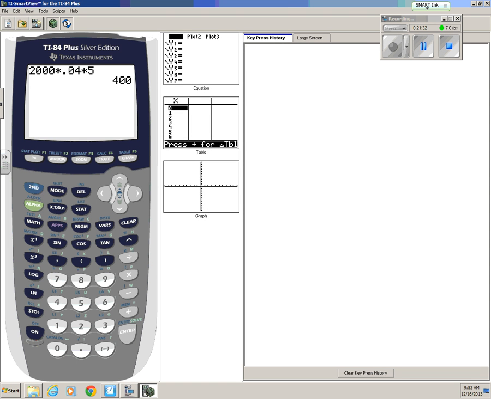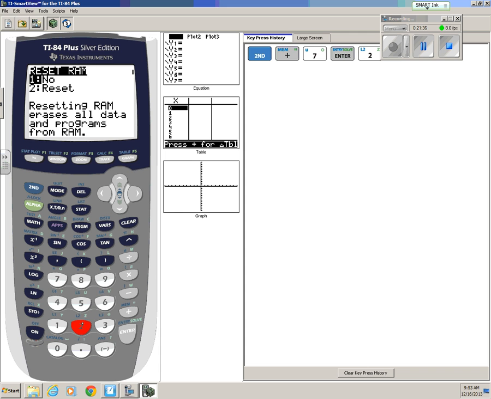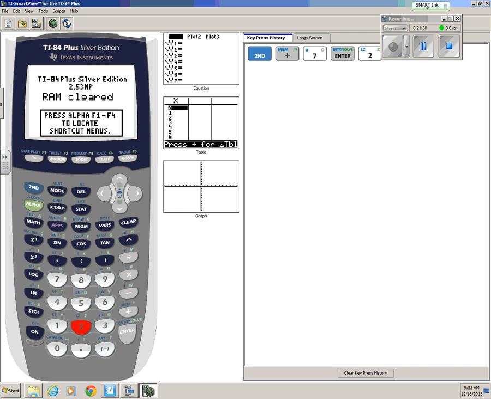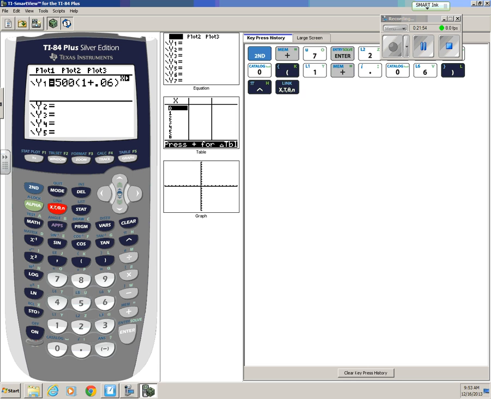Just going to clear the RAM. So second memory, 7, enter 2. Then we go into y equals, and for this particular formula, we know that Jack has $500 to begin with, and he's going to do 1 plus 0.06, because we're ignoring the compounded annually part, to the power of x. We're calling it t, but x is the same thing.